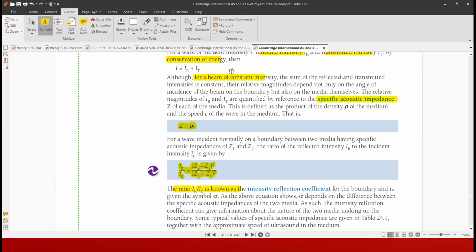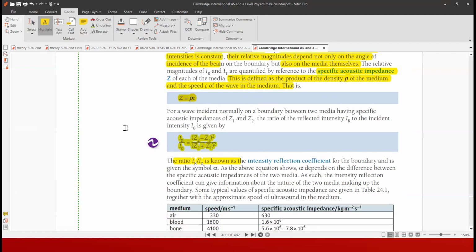For a beam of constant intensity, the sum of the reflected and transmitted intensities is constant. Their relative magnitude depends not only on the angle of the incident beam, but also on the media themselves. The relative magnitudes of IR and IT are quantified by the specific acoustic impedance Z of each medium. This is defined as the product of the density of the medium and the speed of the wave in the medium, that is, Z equals density times C.